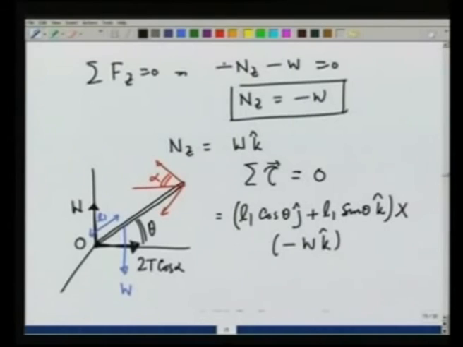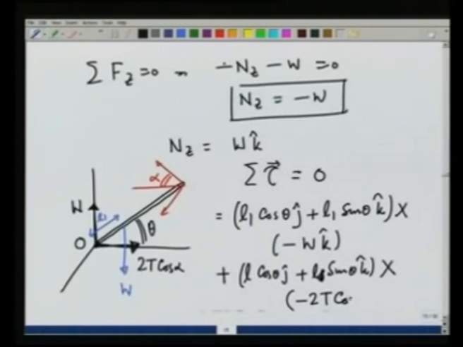The other forces are tension. So, that would be plus L cosine of theta j plus L sine of theta k cross. Since the two forces are acting at the same point, I can write the torque for their summation, which would be equal to minus 2T cosine of alpha j, and this should be equal to 0. This condition would determine the tension T. So, let us work this out.